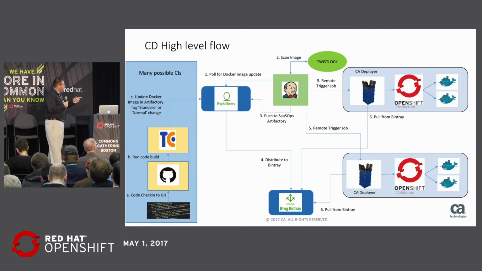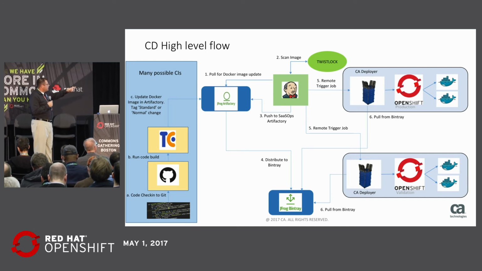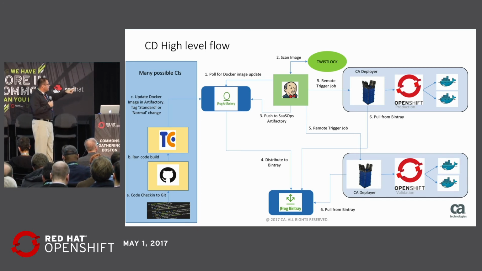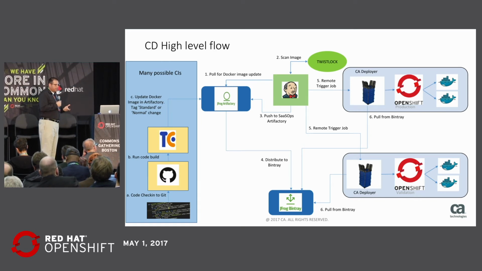So that's one. The other path is Jenkins is actually scanning on an interval against pre-configured locations in Artifactory, and if it detects a change to the image, it'll essentially run through the same path as before.